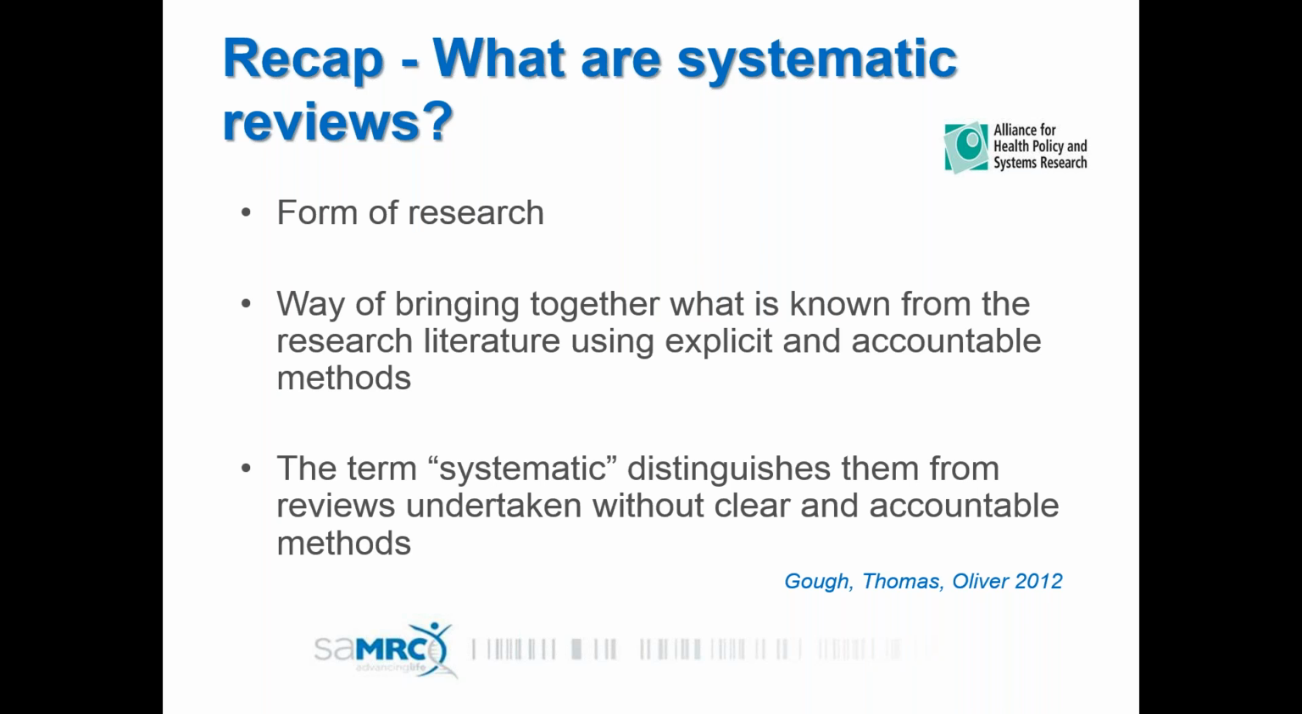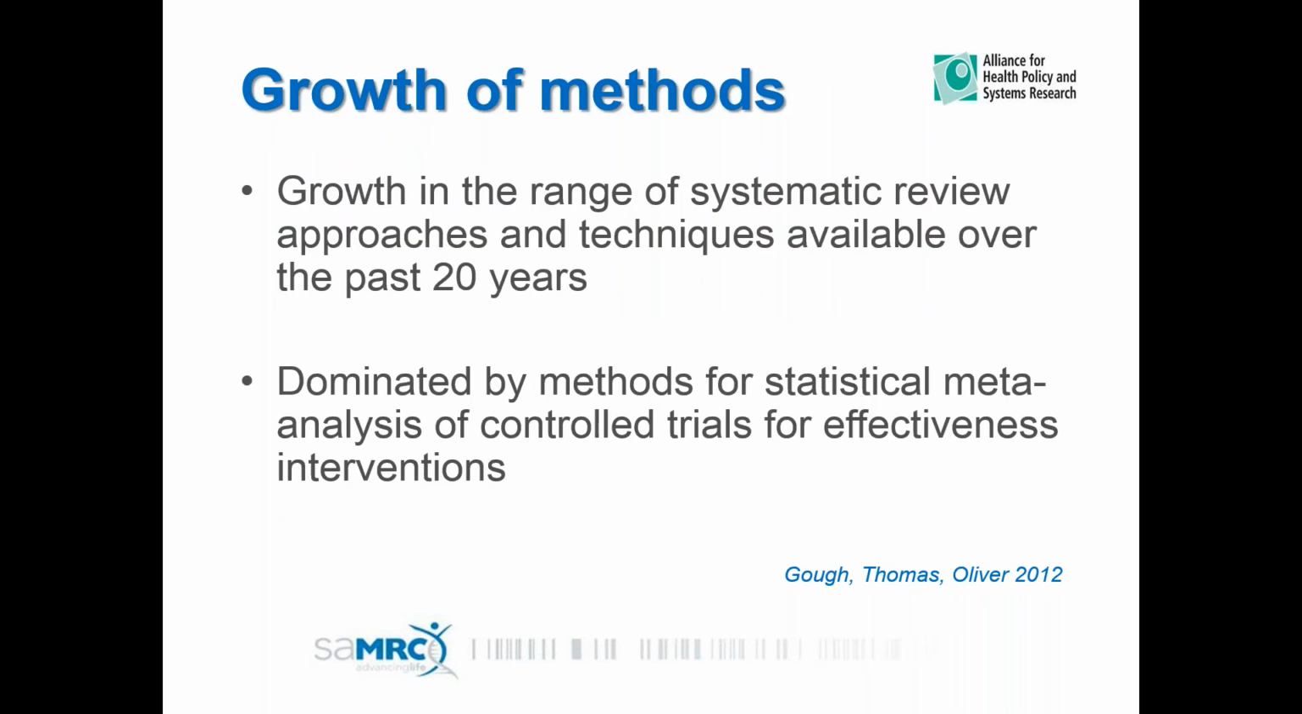Okay, so then within there, there has been a growth over the past 20 years of a range of systematic review approaches and techniques. But still, despite this, this field has been dominated by methods for statistical meta-analysis of controlled trials for effectiveness of interventions. Systematic reviews have come under a lot of flak because people say, well, they're so narrow and they only look at effectiveness and they strip away the context. And what do we know about the conditions under which the interventions take place?